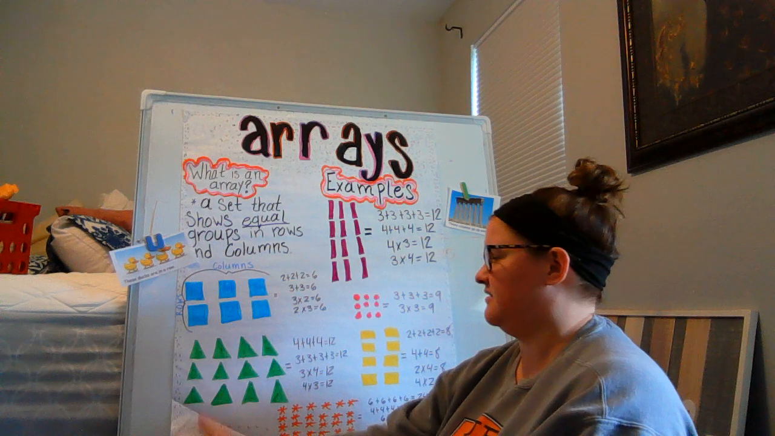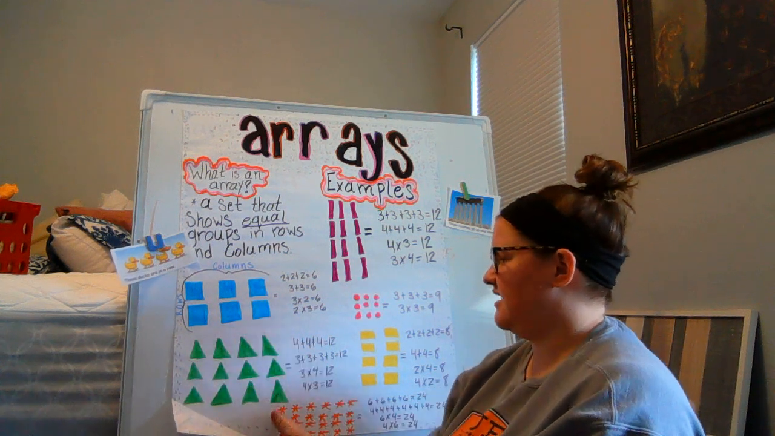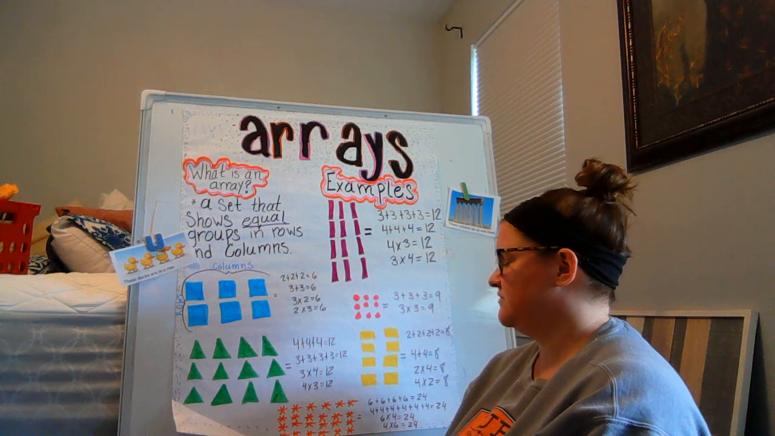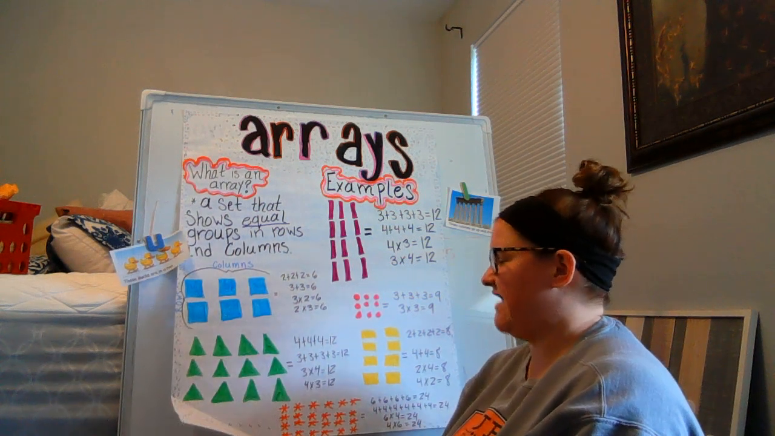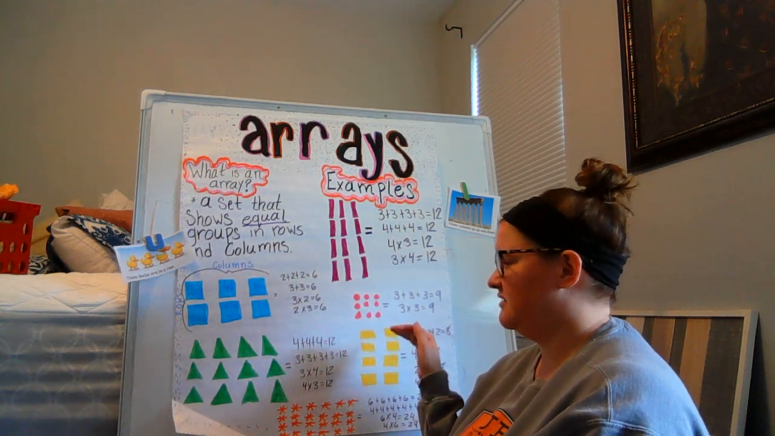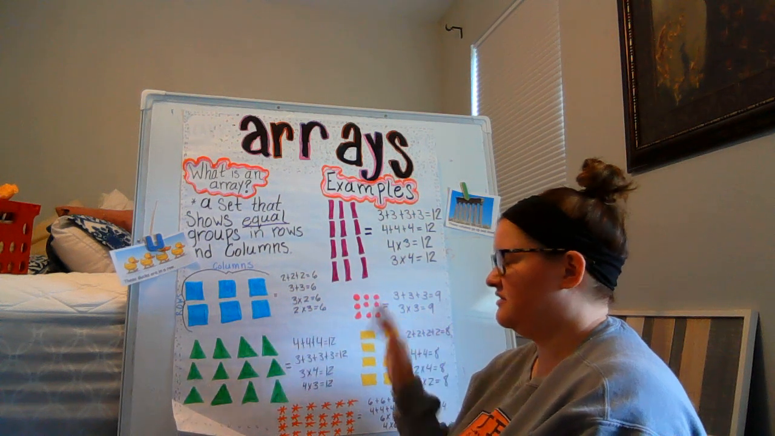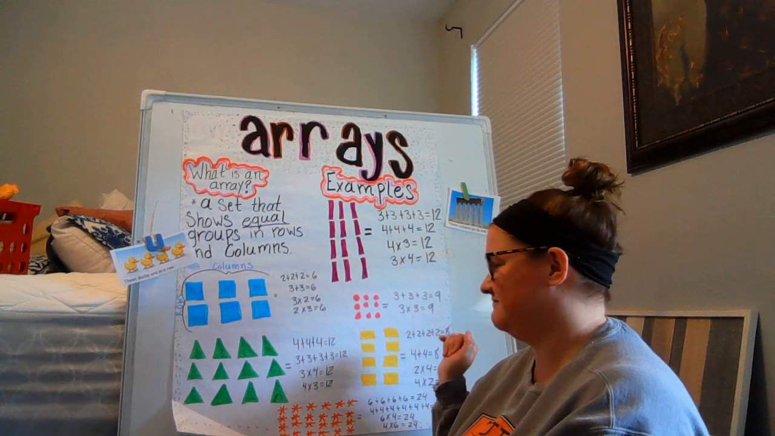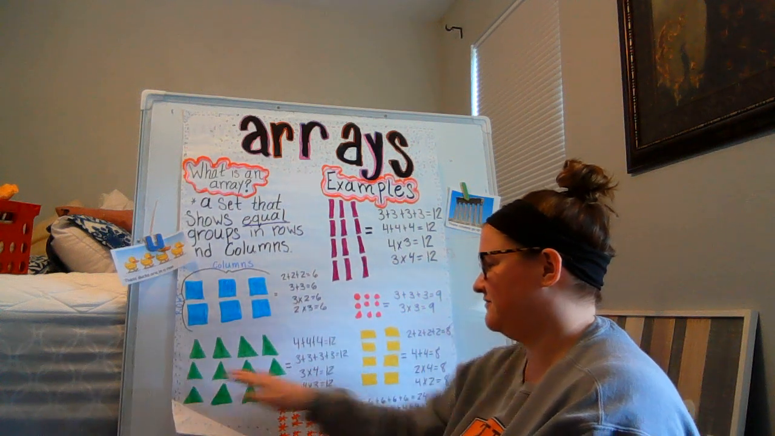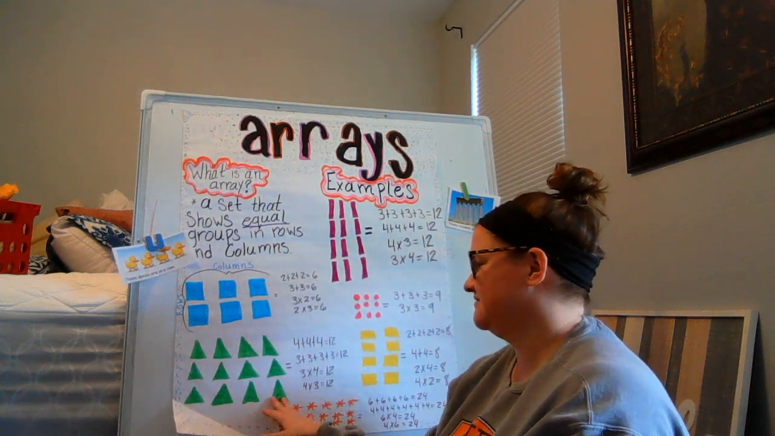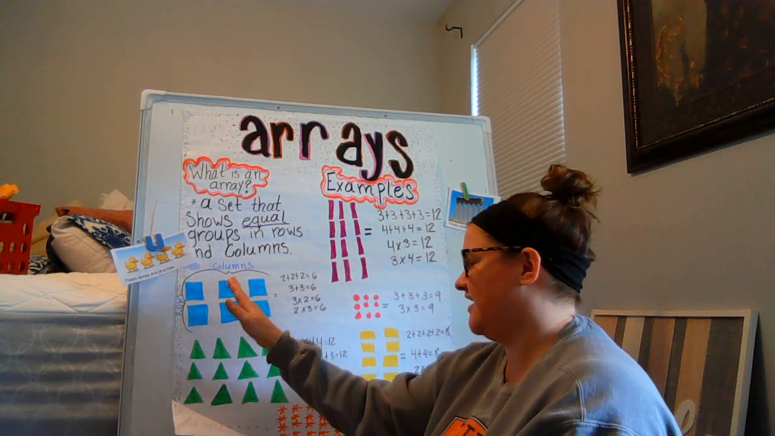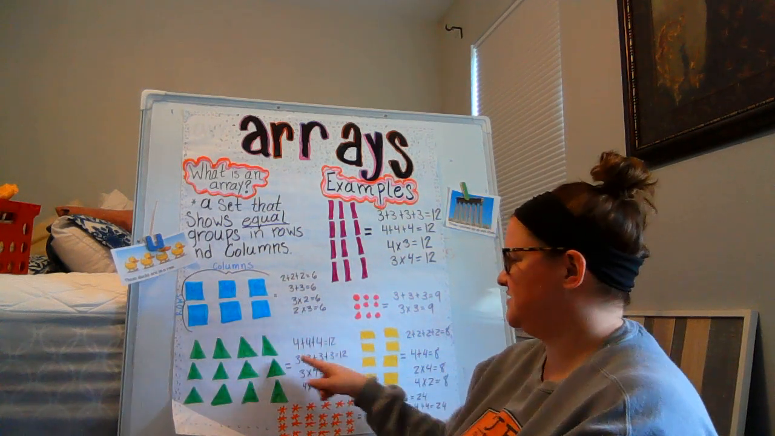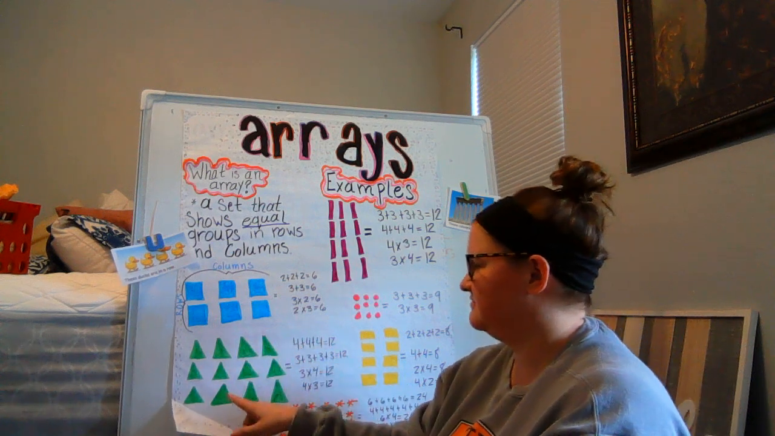4 columns and 1, 2, 3 rows. So we have 3 rows with 4 in each column. We have 3 rows and 4 columns, right? So we do 4 3 times.